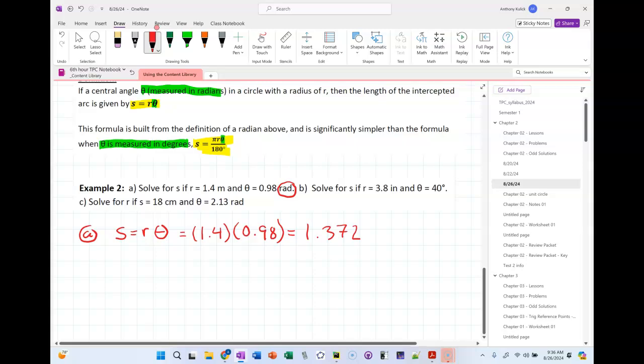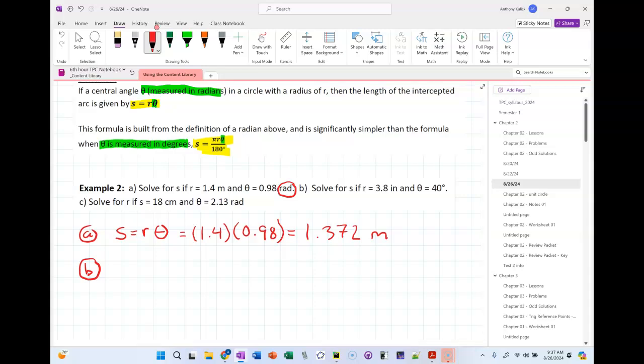And I would get 1.372. What unit should that have? Remember, arc length is a length. So if I look at the units of R and theta, which one would give me the arc length? R. Should be the meters, right? Yeah, so this should be meters, measured in the same unit as the radius. Is everybody okay with that? Since it's an arc length, we would want to be using a length unit for it.